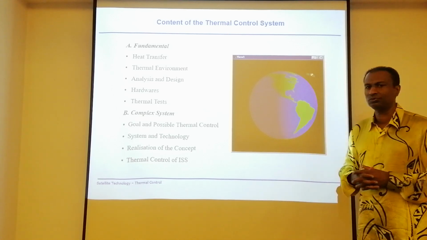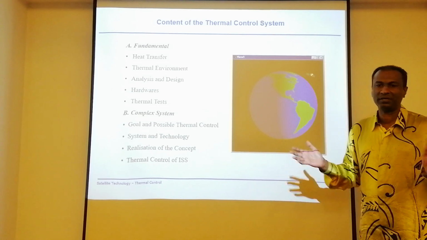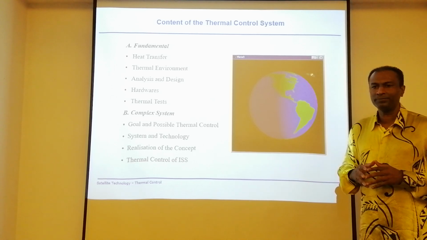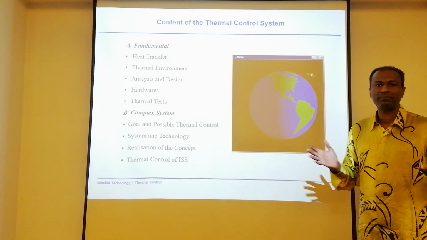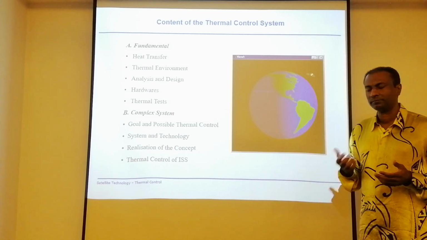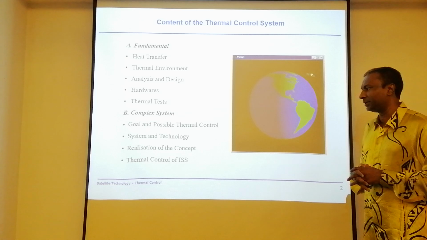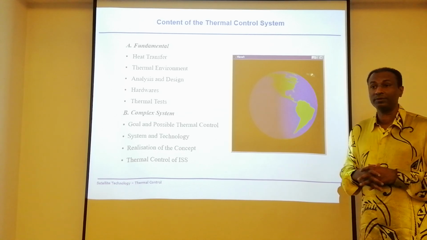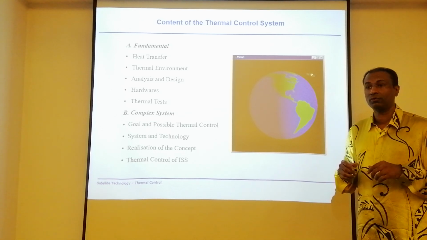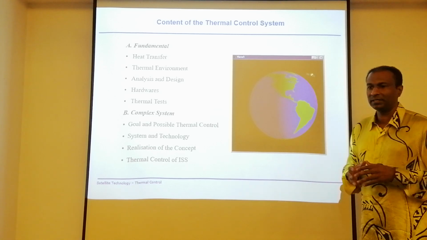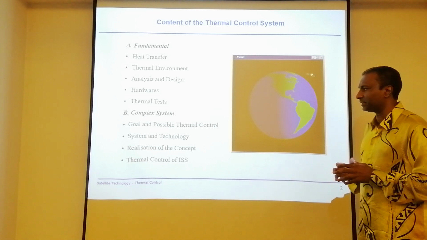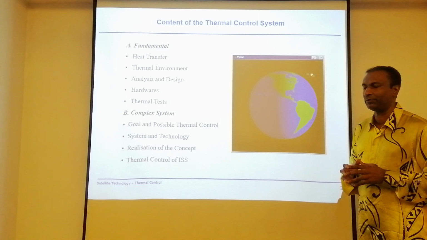If you look at LEO satellites, low Earth orbit satellites, maybe at about 500 kilometers of altitude, you will have at least about 19 orbits in a day. So 19 times you're going to get hot, and 19 times you're going to get cold. So there is a temperature variation, quite a drastic one, that we need to manage.